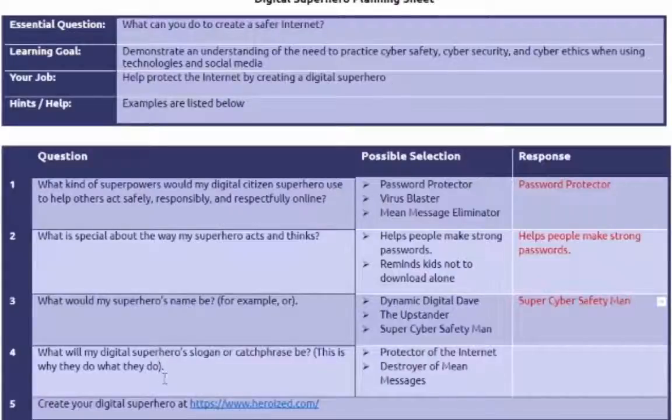And the last thing that you have to think of is, what is your digital superhero slogan or catchphrase? So this is why they do what they do. A catchphrase or slogan is something like, if you think about McDonald's, their slogan is, I'm loving it. Dunkin' Donuts is, everyone runs on Dunkin'. So you have to come up with something like that, but yours has to be related to your digital superhero. So let's say, for example, your digital superhero, like Super Cyber Safety Man, is the protector of the internet, or the protector of internet passwords, or the protector against computer viruses.